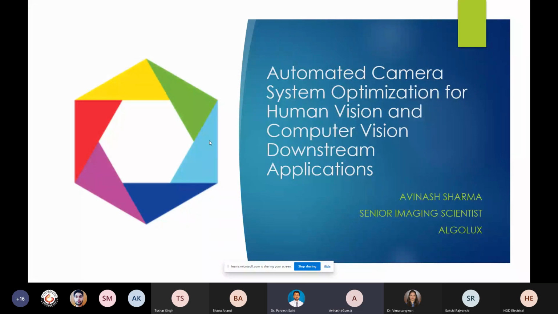So I work as a senior imaging scientist at a company in Montreal called Algolux, where we work on various computer vision and human vision applications for camera systems, and design various computer vision algorithms for tier two camera and car manufacturing companies there. Today I'll be presenting on some of the algorithms that we work on for automatically optimizing camera systems end to end, for the same cameras that we use for human vision and also for computer vision applications like object detection for a self-driving car, where the camera is also used for pedestrian, car, traffic light, and traffic sign detection.